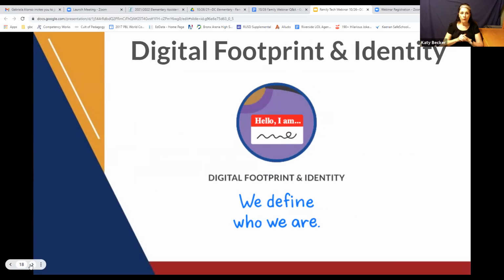All right, and the next topic that we look at is digital footprints and identity. And these lessons are centered around the idea that we define who we are. Digital footprints and identity lessons empower the students to determine who they are and empower themselves for things that they want to share.